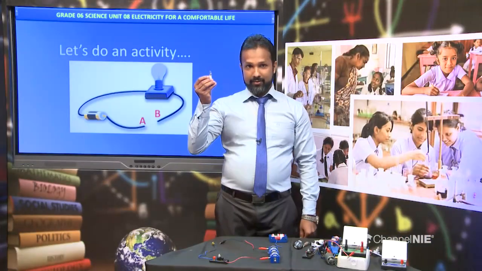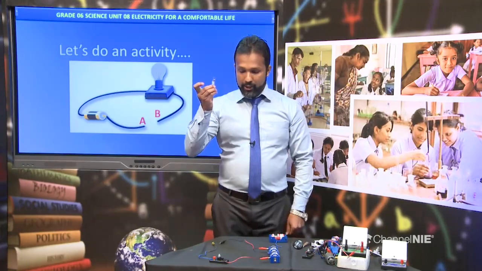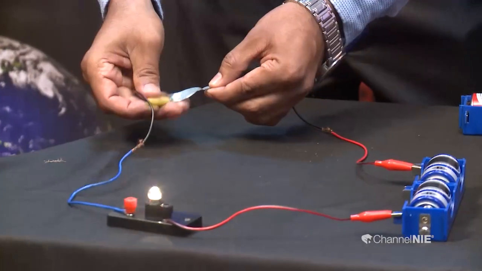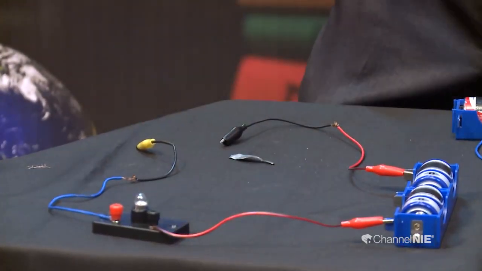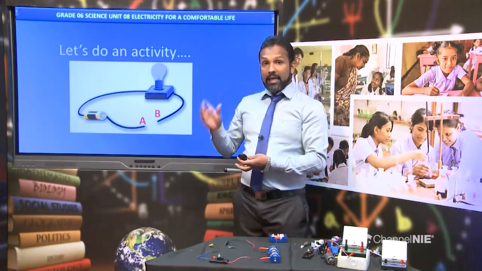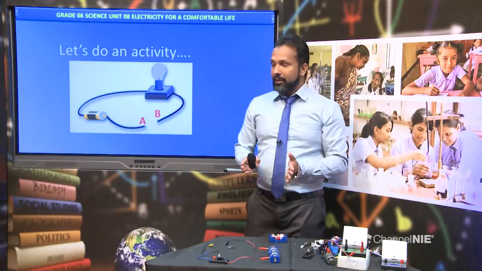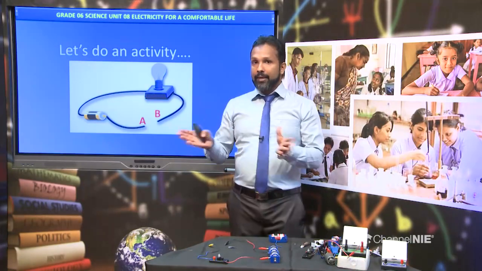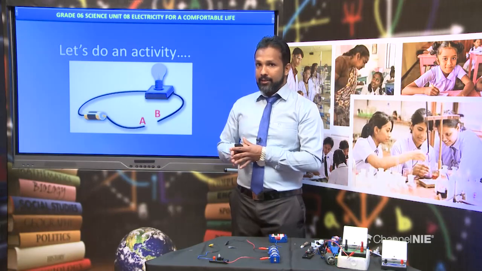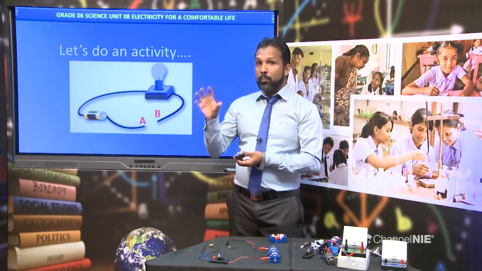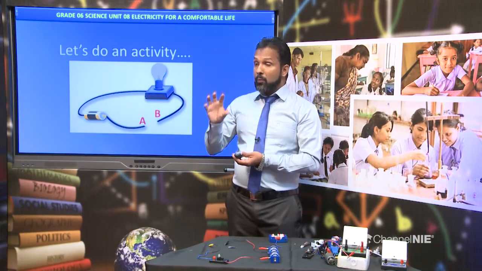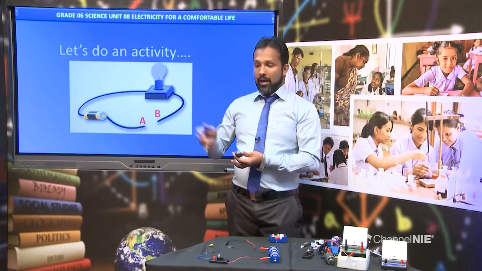This is zinc. I am going to keep a piece of zinc. Current passes, bulb glows. That means, my dear children, from this simple activity, you can understand that when keeping different materials between A and B, sometimes the bulb glows, sometimes the bulb does not glow. The main reason is, if the current passes through a particular material, the bulb glows. If the current does not pass through a particular material, the bulb does not glow.